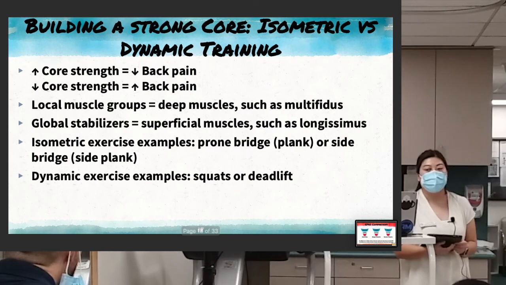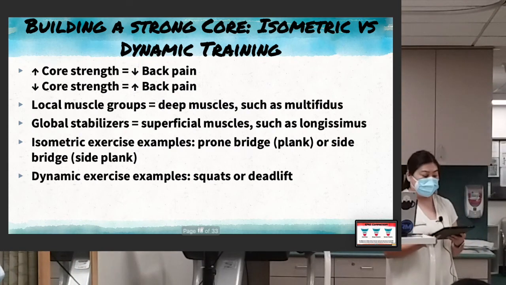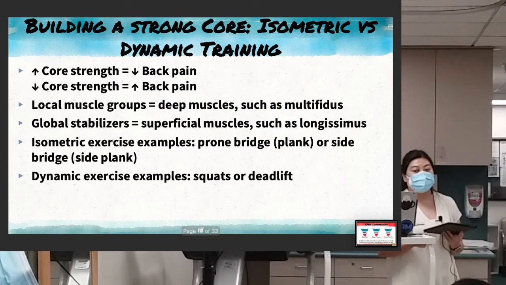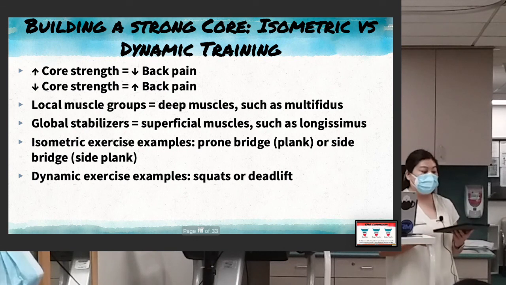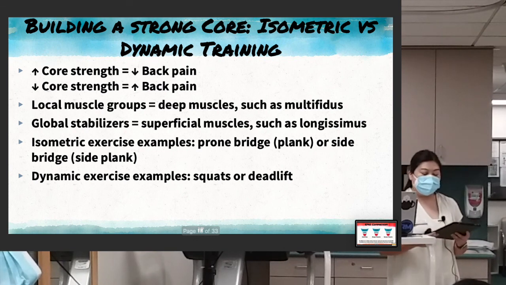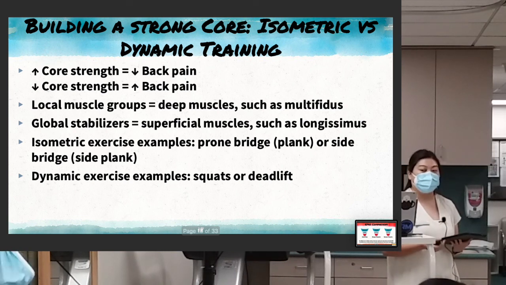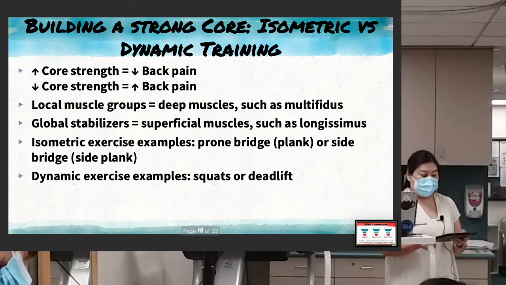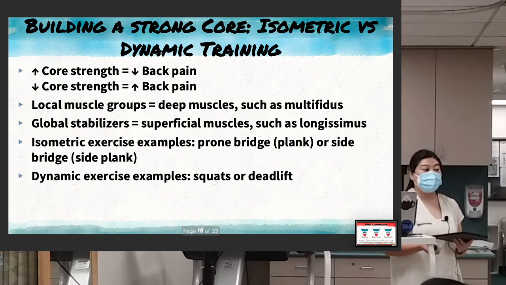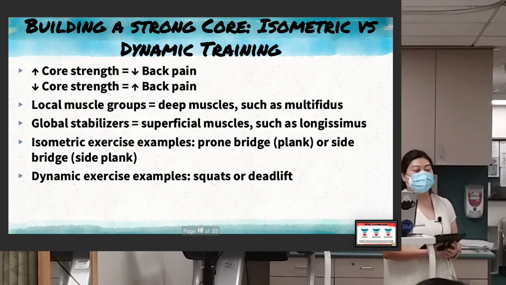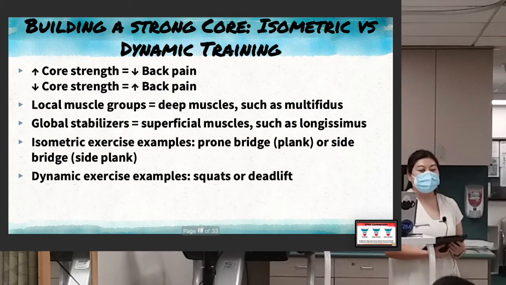So building a strong core, isometric versus dynamic training. Studies have proven that the stronger the core is, the lower the amount of back pain reported. And there are two different muscle groups that the core can be divided into. It's the local muscle groups, such as your deep muscles, like the multifidus or the TA, and the global stabilizers, such as your superficial muscles, like the longissimus or your obliques. And there are two different ways that you can train the core. There's isometrically using a prone bridge or a side bridge, and dynamically using exercises like squats and deadlifts.